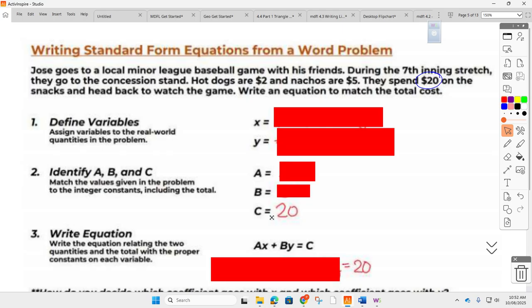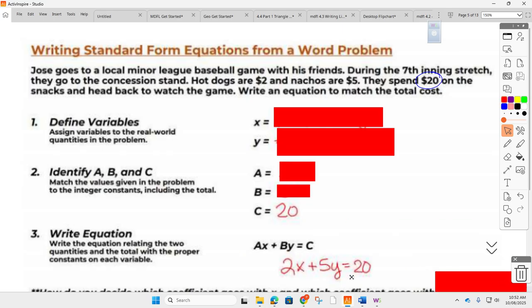2x plus 5y is equal to 20. That's right. So then the question is, sometimes that makes sense to you, but do you know what the x represents? Do you know what the 2 means? Do we know what this term means?